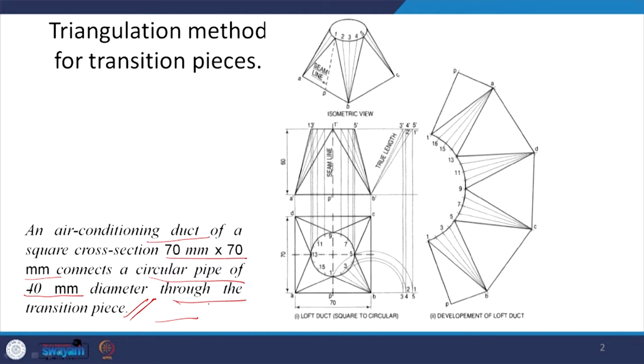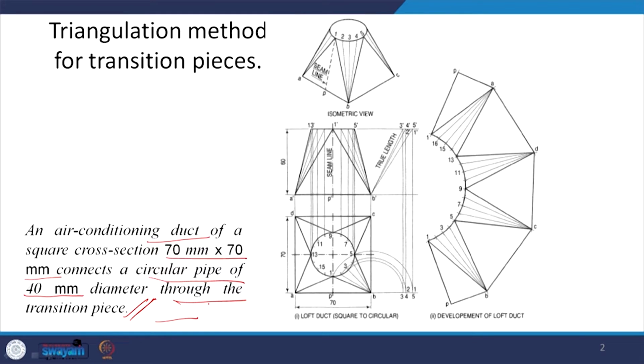if you have seen those air conditioning ducts, what are those air conditioning ducts made of? They are made of thin metallic sheet. So, this sheet is folded. Now, these ducts come in standard sizes, which is what they're showing here. So, this duct of 70 mm by 70 mm square cross section would be a standard duct. This pipe of 40 mm diameter would also be a standard pipe. How do we join them together?